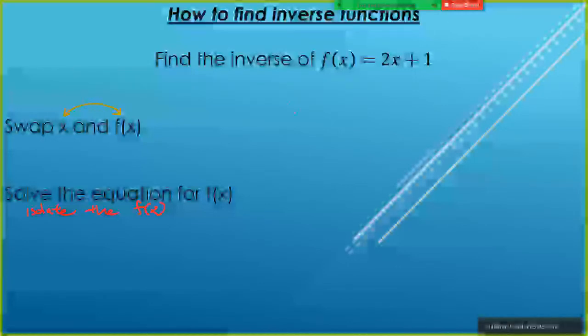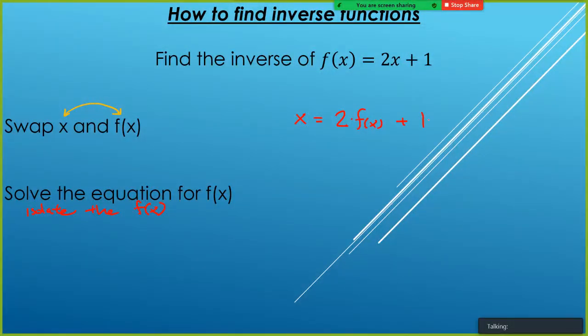So let's do this now. I'm going to swap x and f of x in my function equation above. Okay, so there's my function, but I swapped x with f of x. Notice how those have changed places. And now we want to solve the equation for f of x, meaning get the plus 1 away from my f of x and get that times 2 away from it. We want to undo those actions.